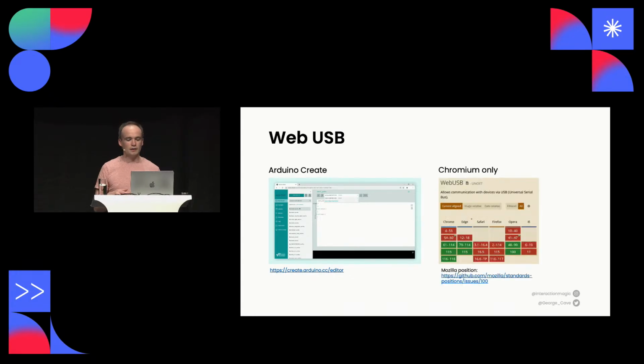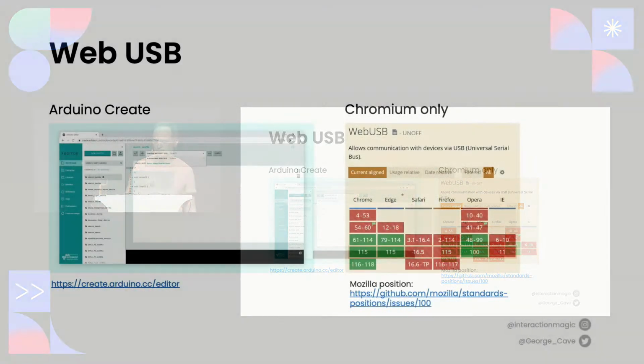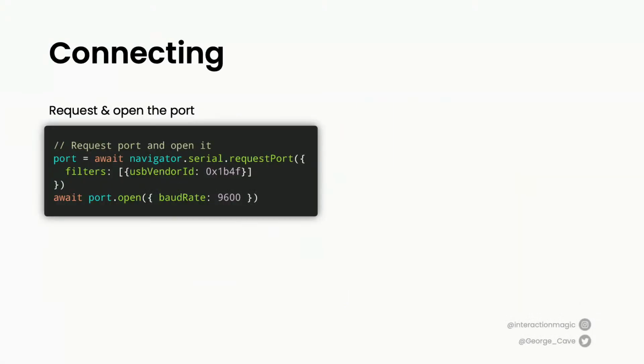And I should add as well that for now, this is all Chromium only, and I suspect it will be for some time. So I'll talk through how it works quickly. To connect in JavaScript, we call navigator.serial.requestPort. And this will trigger a little dialog box you'll see in a minute in the browser.